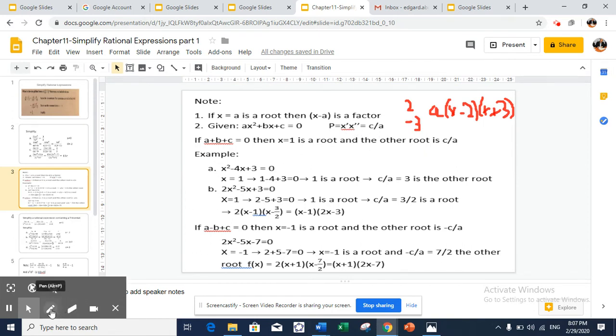Let us take an example. Here, if you replace x by 1, you're going to get 1 minus 4 plus 3. So 4 minus 4 is 0. So 100% 1 is a root. So the first factor here will be x minus 1.